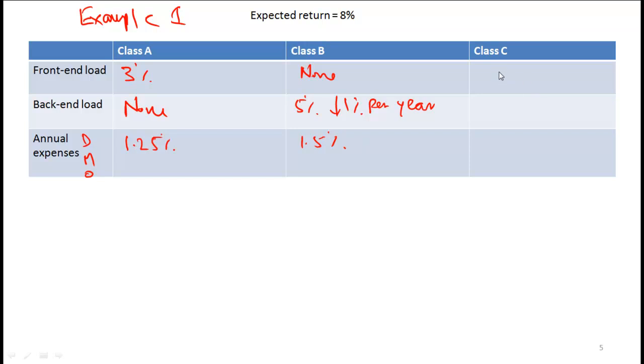For class C shares, again there is no front end load, but there is a back end load of 1% for the first 2 years. That means that if you withdraw after 3 years, then there is no fee, and the annual expenses here are 1.5%. Now the question is this: you are asked to calculate what is the return on your money for 3 different possibilities.